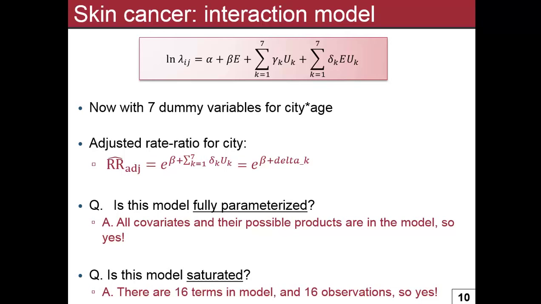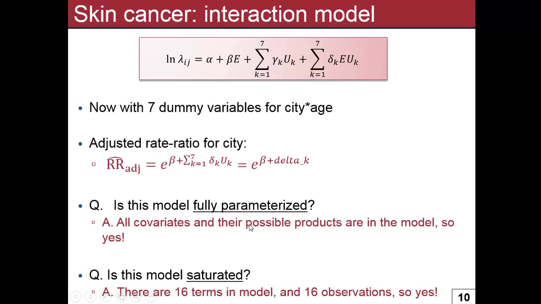And one of the first interesting models that we talked about in the last lecture was this interaction model that had, for the skin cancer example, the effect of city, which was the exposure in this case, which city you lived in, Minneapolis, St. Paul, or Dallas, Fort Worth. And then there were 7 age groups, and then 7 product terms, these EW terms that represented the city by age kind of effect modification. And we talked about the way the rate ratio from this model was nothing surprising. It was the e to the beta plus the deltas.